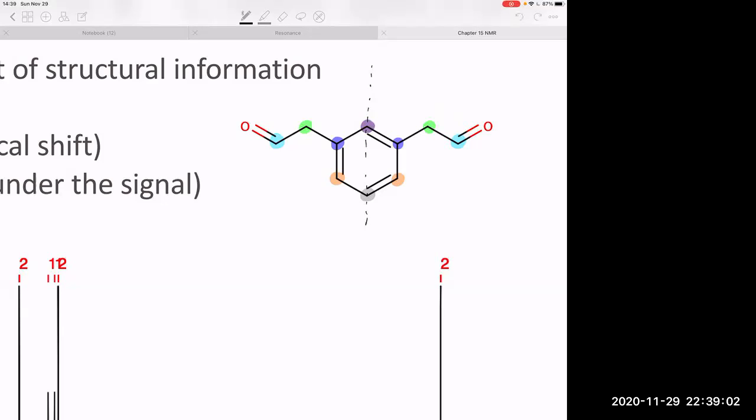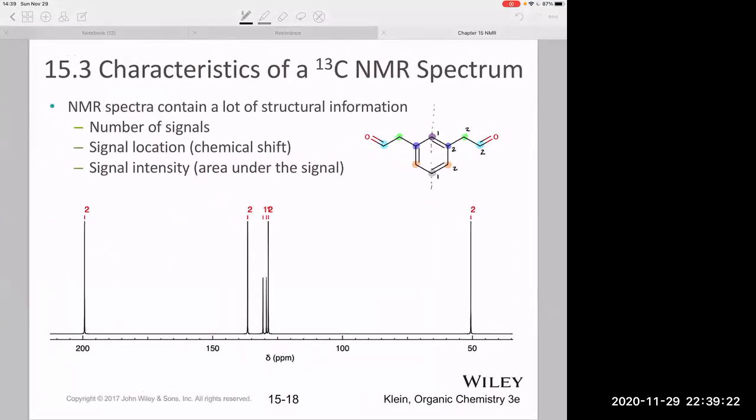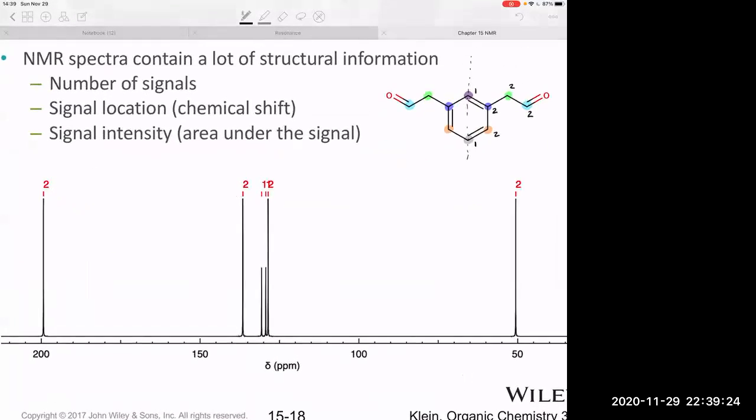And then we can actually go ahead and assign our integration as well, based on the number of partners that they have. This is in a group of 2, green's in a group of 2, same with the blue, same with the orange, and then these ones each have 1. Okay? So now let's see if we can match what's what.